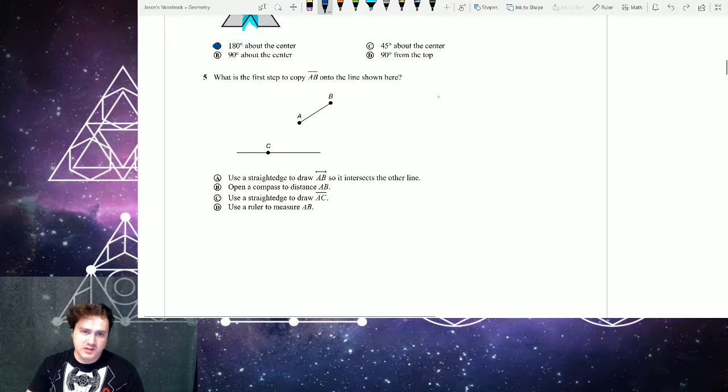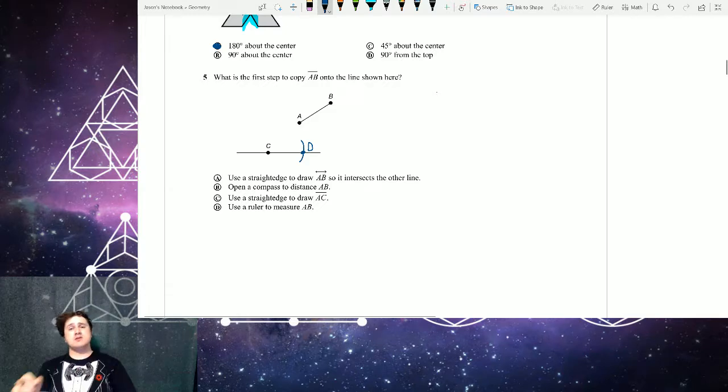Okay, that one was a little bit messy, but let's look at it again. That would be something similar to it. Again, I'm doing it by hand. So if we do an arc here, this would be the other point that would copy it down, and that would be D. So we want to first figure out how long AB is, so we set the compass to that distance. So the correct answer out of these choices is open the compass to the distance AB.